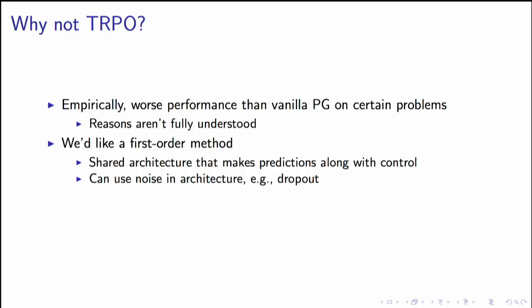Also, it doesn't accommodate having any kind of noise in your architecture, such as dropout. On the other hand, none of the methods seem to benefit from that so far. We want to be able to enforce many soft constraints as opposed to just a single soft constraint. So as I said with the value functions, we don't want the value function to change too fast either.